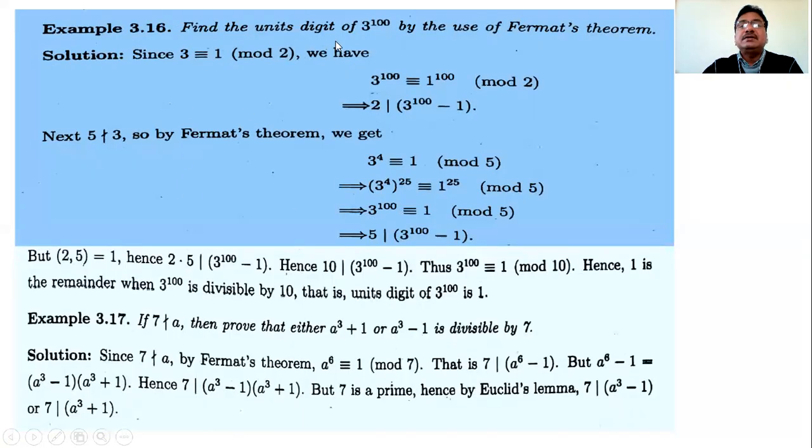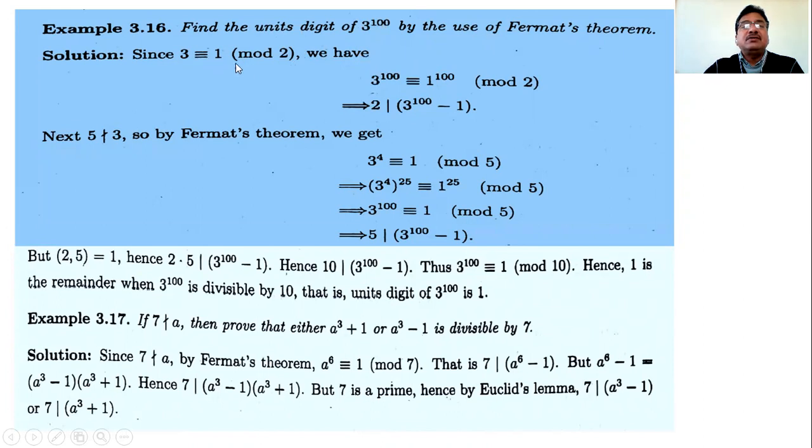Find the unit digit of 3 raised to 100 by using Fermat's theorem. We have to find the value of 3 raised to 100, but only its unit digit, that is, the last digit of the number we obtain when 3 raised to 100 is expanded.